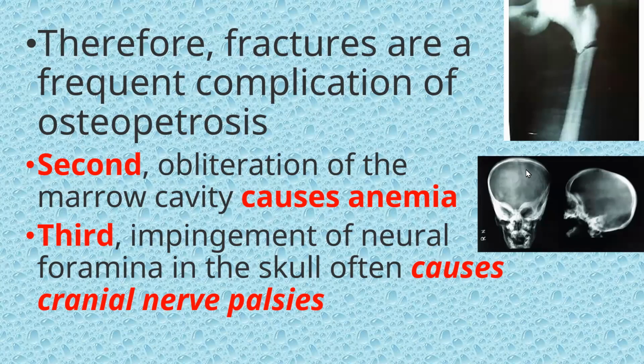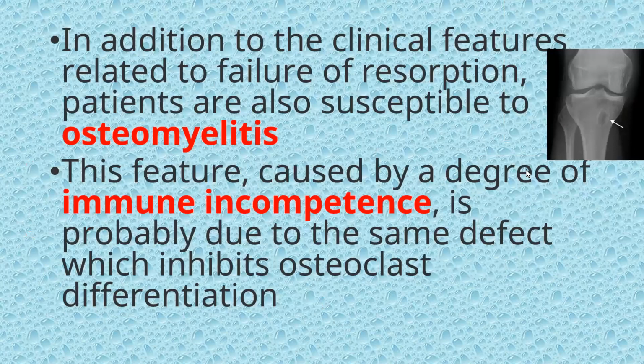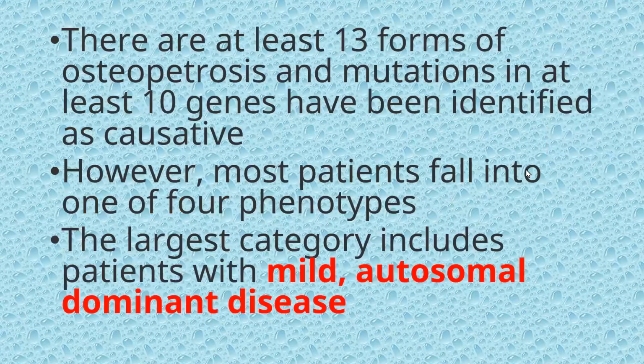In addition to the clinical features related to failure of resorption, patients are also susceptible to osteomyelitis. This feature, caused by a degree of immune incompetence, is probably due to the same defect which inhibits osteoclast differentiation. There are at least 13 forms of osteopetrosis and mutations in at least 10 genes have been identified as causative factors. However, most patients fall into one of four phenotypes.